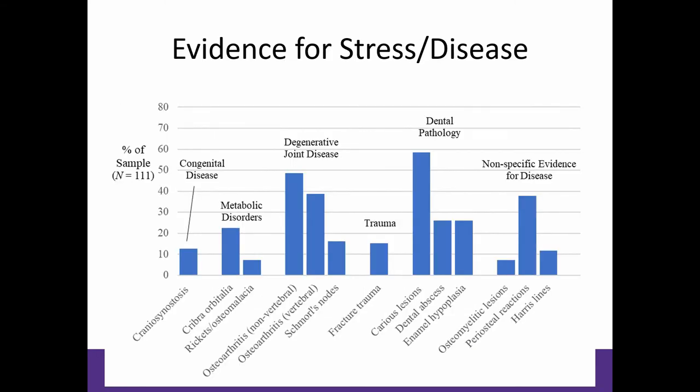So here is a frequency of the kinds of pathology that were observed in this population. So in my sample of 111, you can see the most prevalent disease there is dental pathology, so carious lesions. Painful, but not necessarily terminal. And then followed by degenerative joint disease, so non-vertebral joint disease. So basically saying these people are aging, but there's no signs of lots of trauma. Trauma's pretty low.